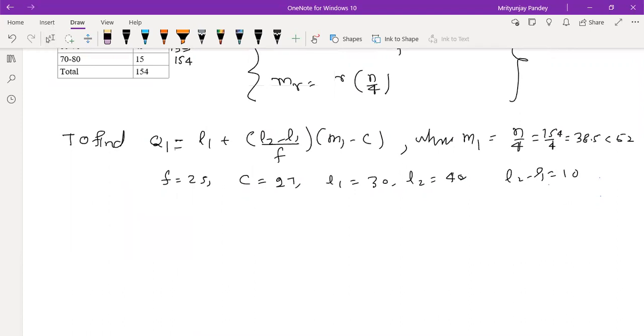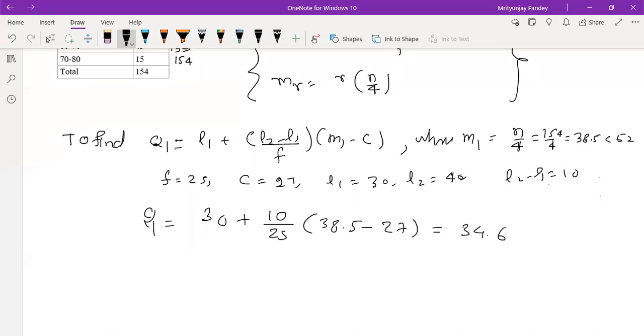So now first of all, find the value of Q1. So that is L1 30 plus difference between them 10, divided by 25 into 38.5 minus 27. Yes. So finally, what is the final answer? 34.67. Okay.